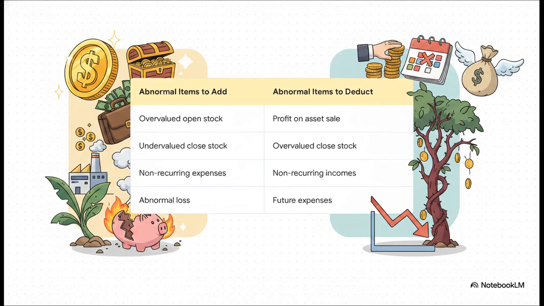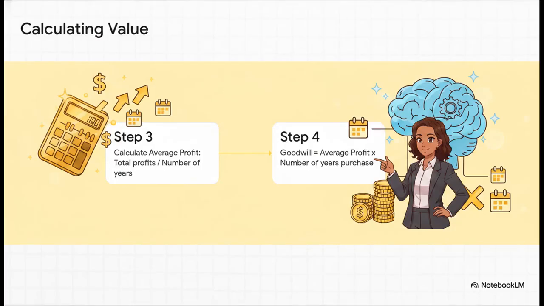By systematically adding and deducting these specific items, we strip away all the noise and isolate the true, repeatable profit of the partnership. Okay, so once we've refined those profits for each year and tally them up, the math is a breeze. Step 3 is just calculating the average profit by taking those total adjusted profits and dividing them by the number of years. Simple enough.